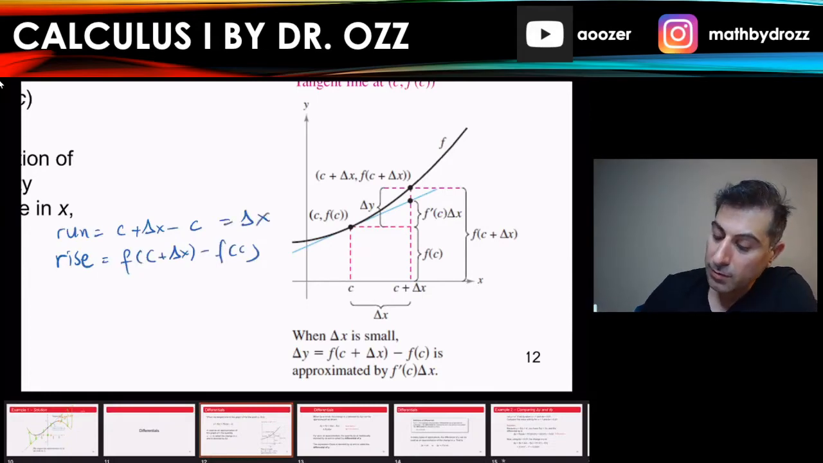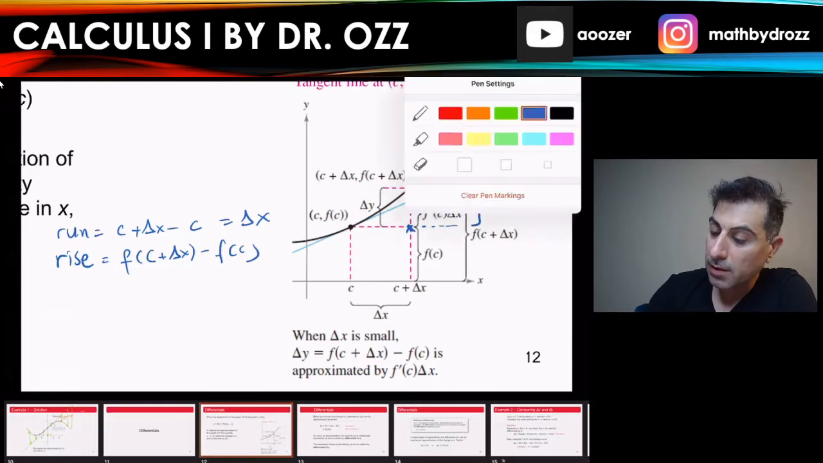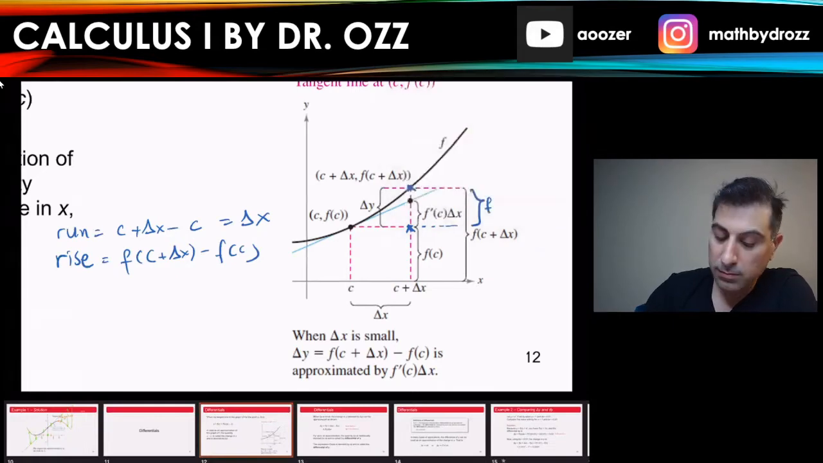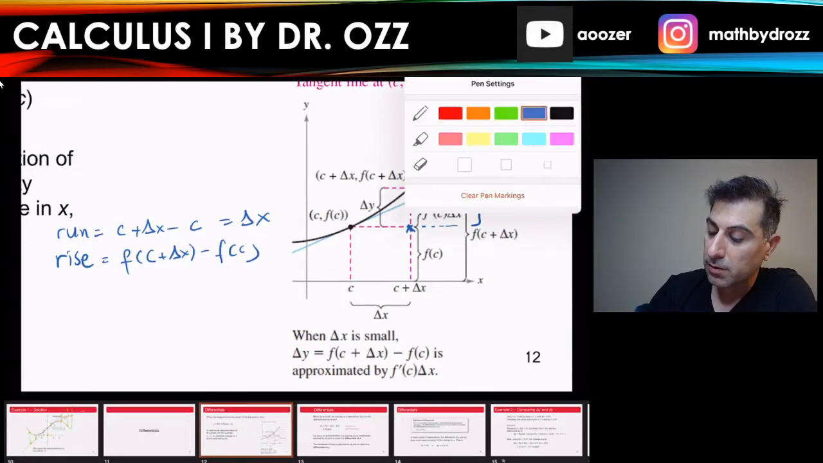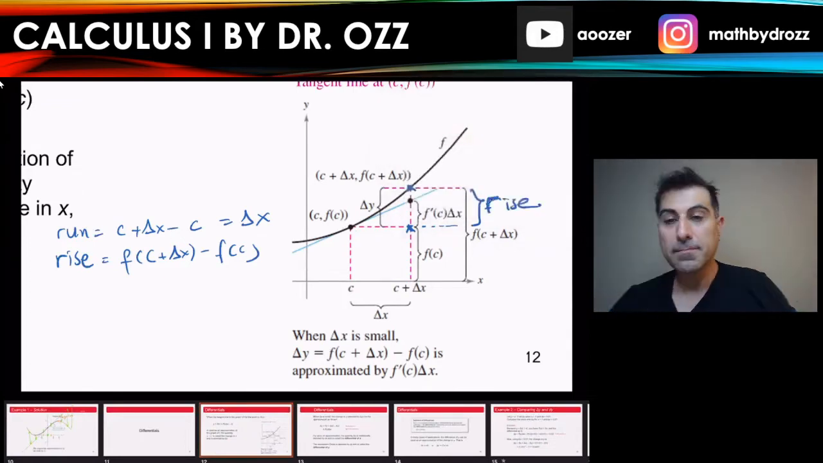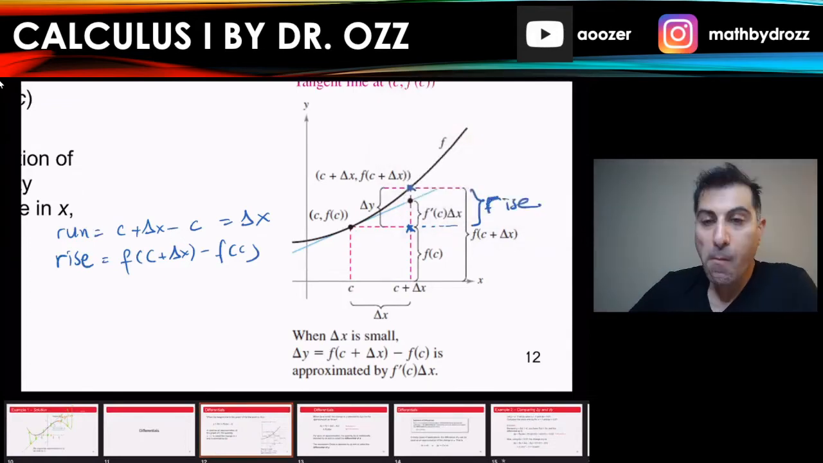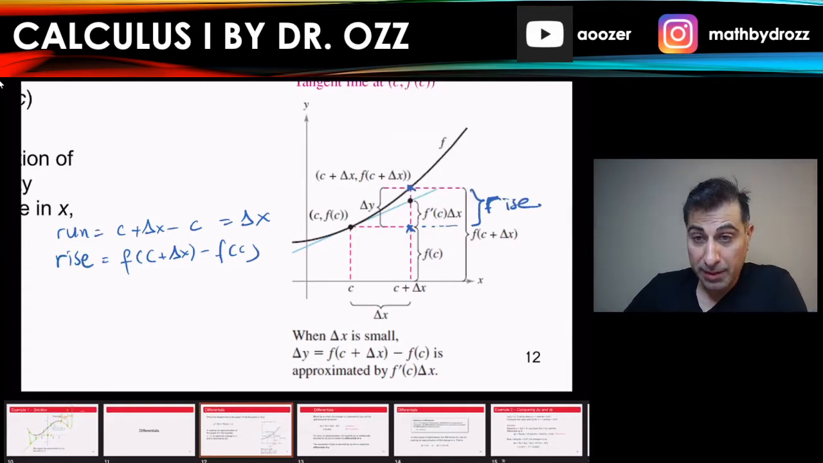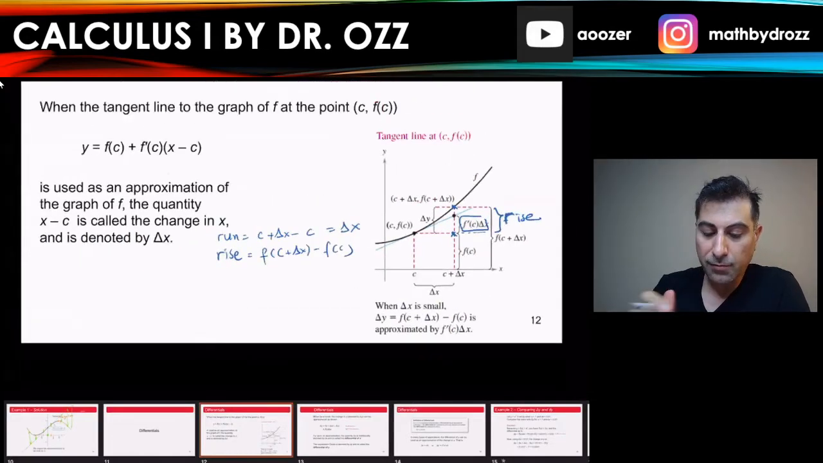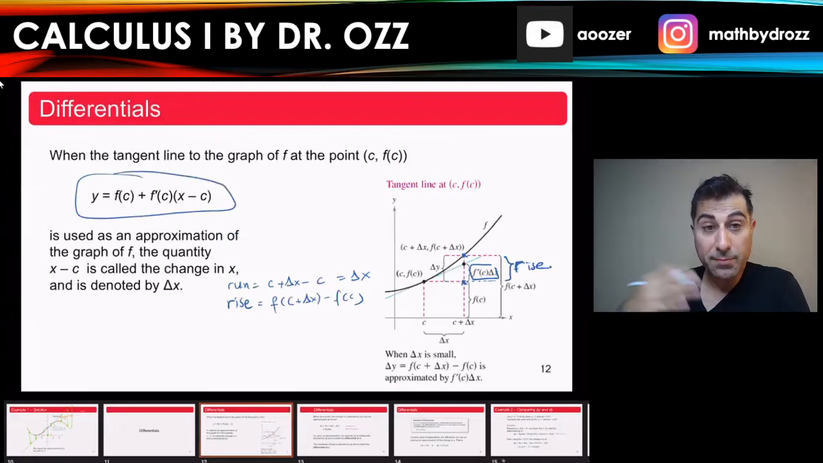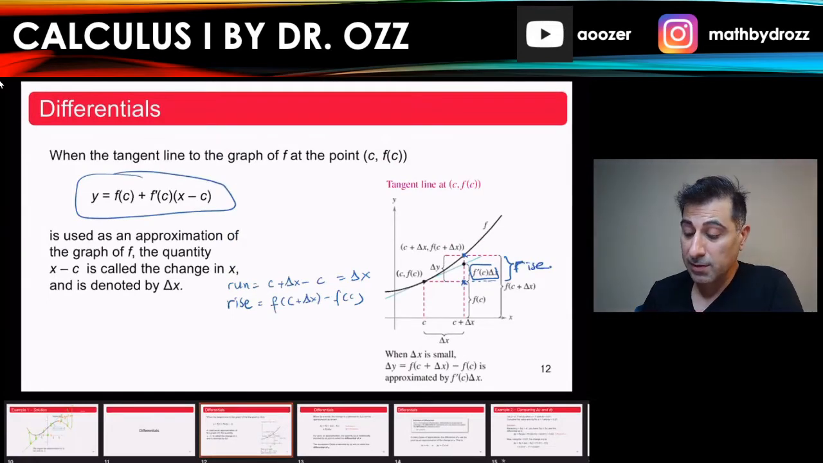Okay? And the difference here, so this is f of c, this is f of c plus delta x. So this part here is called, in fact, the rise, I mean, sorry. Okay? And the tangent line approximation is in fact taking you all the way to here, right? Because it's f of c plus f prime of c times x minus c.